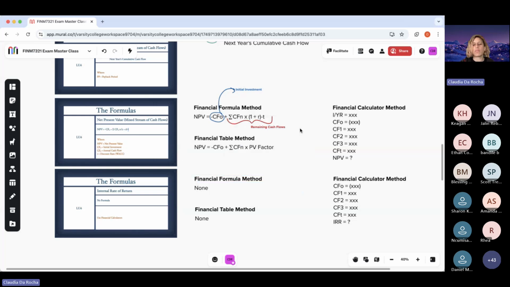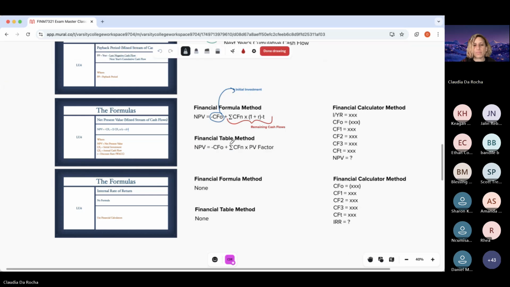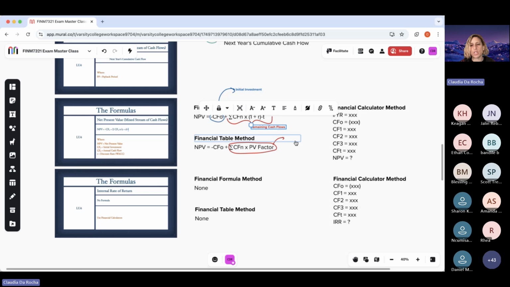Okay. Then with our financial table method, again, we have our initial investment. We then have each of our cash flows and multiply them by the present value factor. So this part actually comes from, in essence, learning unit 2. It's when we did a mixed stream of cash flows and we had to work out what the present value is. So that actually comes from learning unit 2. So now all we're doing is adding an initial investment. That's all that we're doing. So it's nothing new, actually.